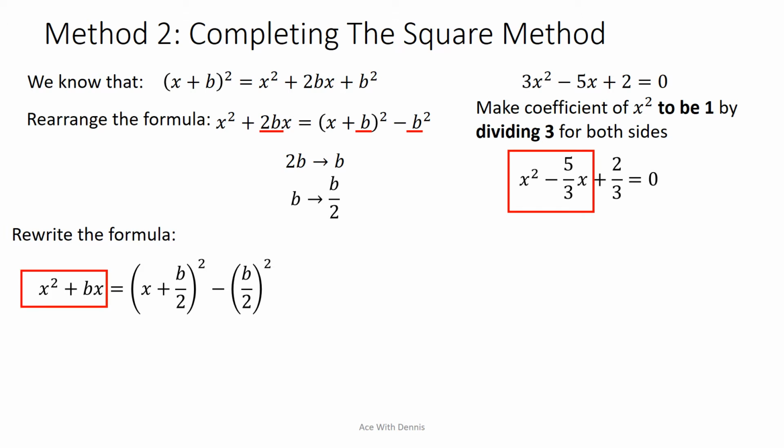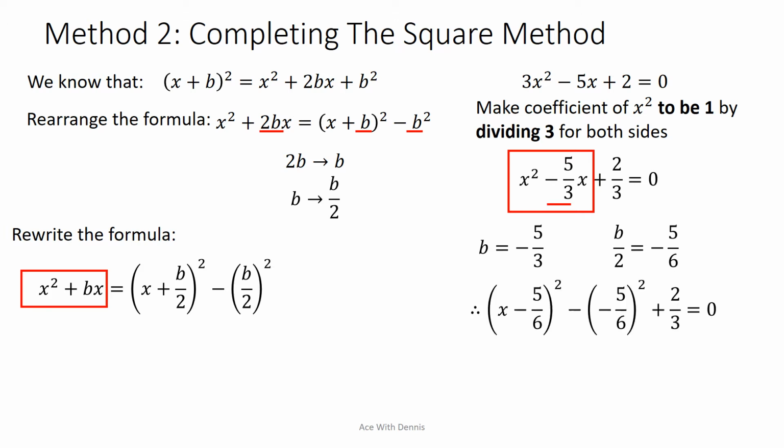We can apply the formula to these two terms. And the b will be negative 5 over 3. When b over 2, it will be negative 5 over 6. Therefore, it becomes x minus 5 over 6 squared minus negative 5 over 6 squared plus 2 over 3 equal to 0. Take note of these two terms and don't expand it, because if you expand it, you'll get back the same thing.